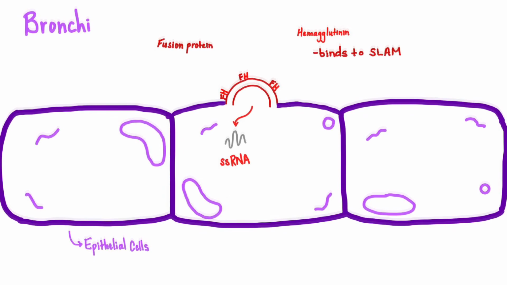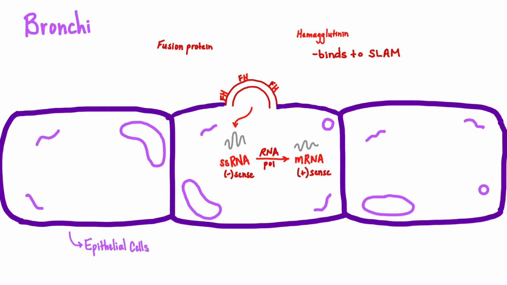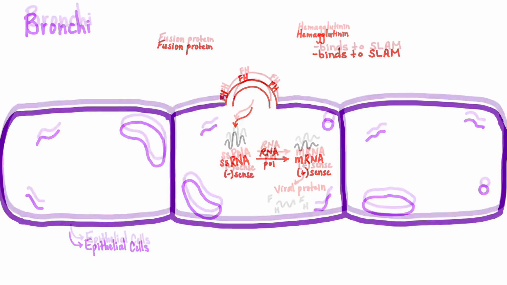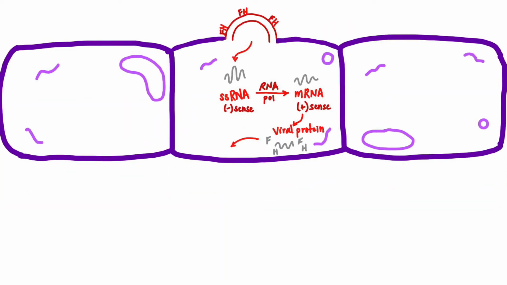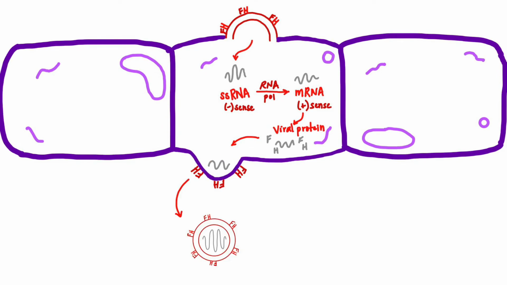The virus is considered a single-stranded RNA virus that is negative sense. This means that it has to be transcribed by RNA polymerase into a positive sense mRNA strand. It is then translated into viral proteins, where it can travel towards the cell envelope so it can exit the cell as a new virus.